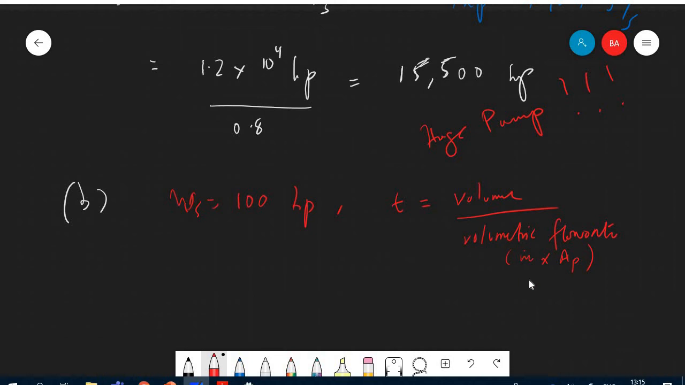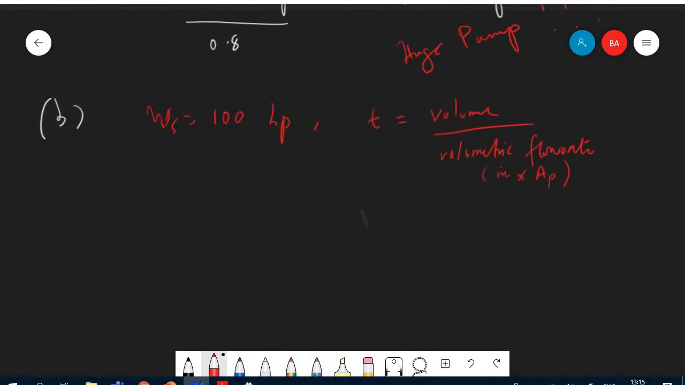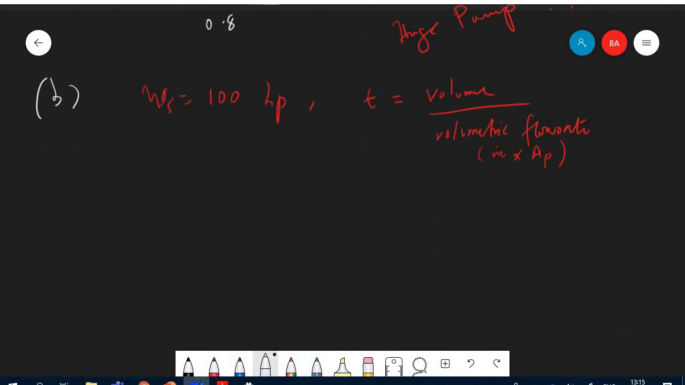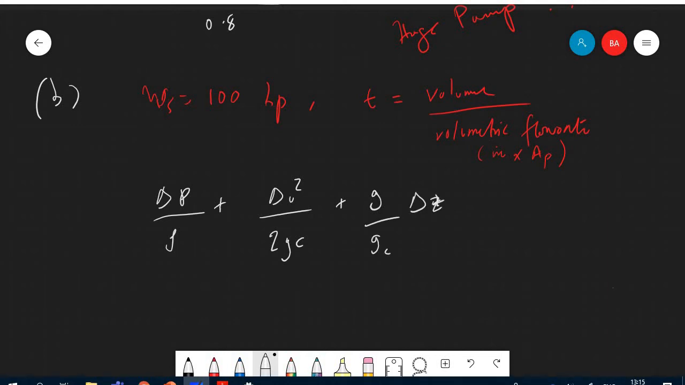So what I need to calculate here is the m dot. The whole story is all now to calculate the m dot. So it is the other way around of calculation. And again, if you put your equation, delta P over rho plus delta U square over 2GC plus G over GC into delta Z, that's the mechanical energy balance, plus F is equal to minus WS over m dot. And in this case, we already said that this is 0 and this is 0, right?